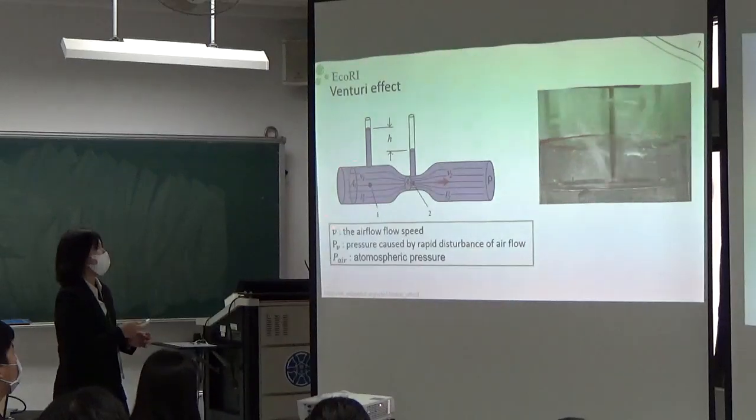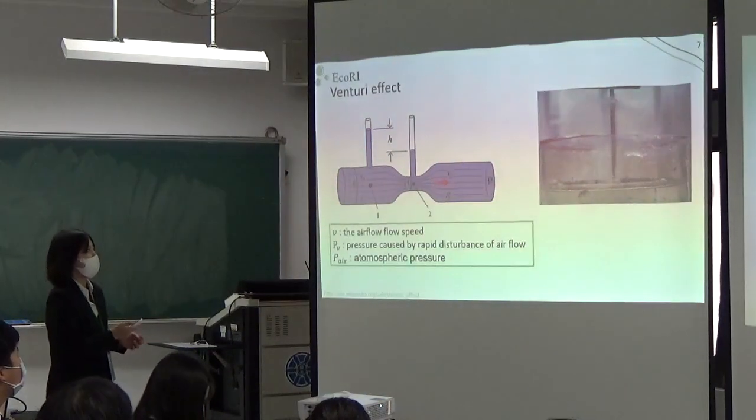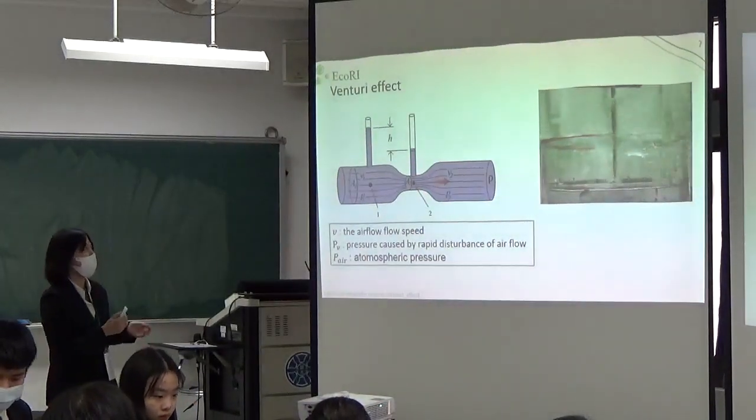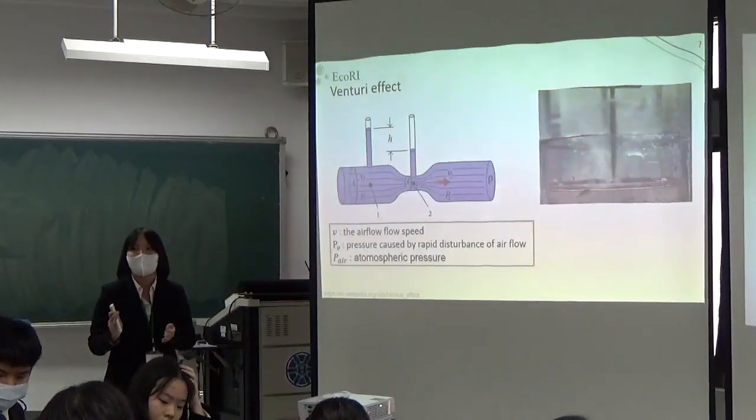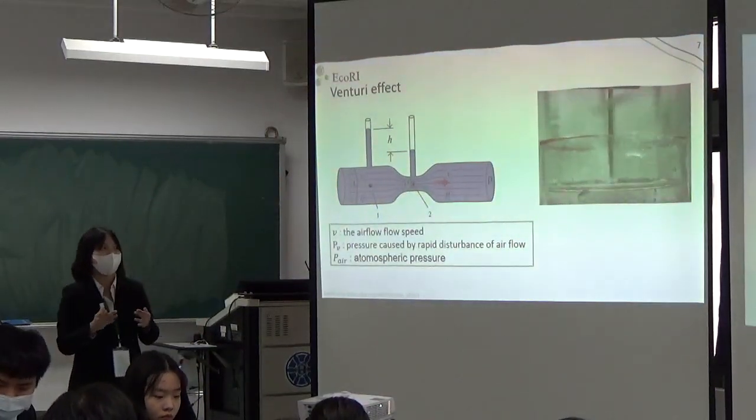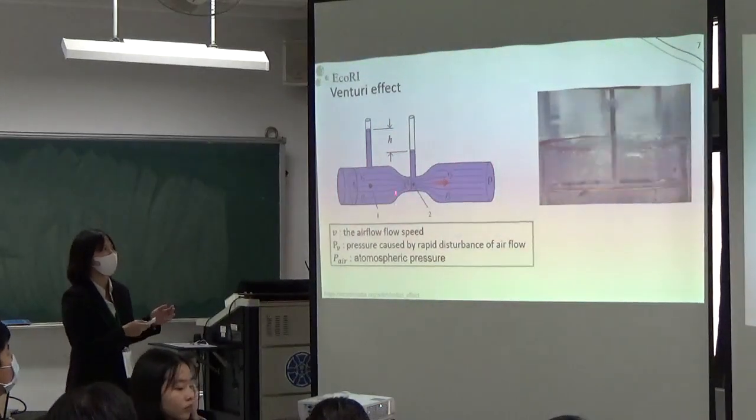The A1 part here, the area of it is bigger, and the A2 part here, the area of it is smaller. So at the A2 part, the airflow velocity will become faster. And when the airflow velocity becomes faster, it will form a lower pressure. So the water will tend to move to the lower pressure part.